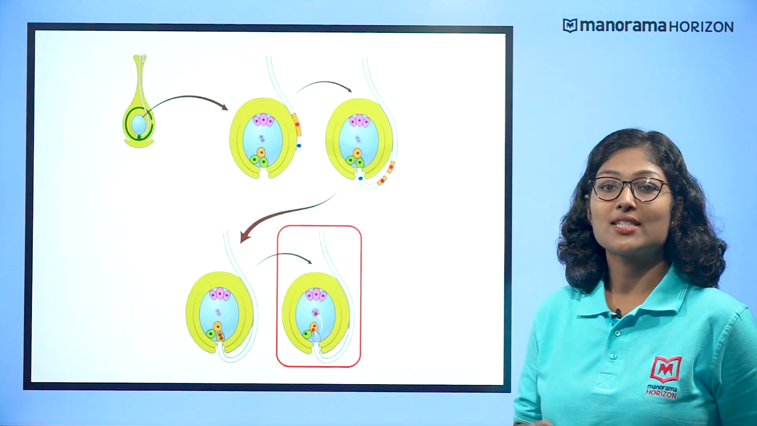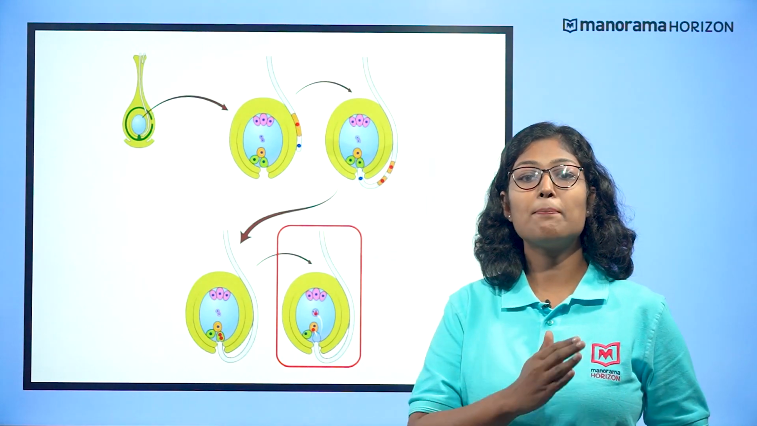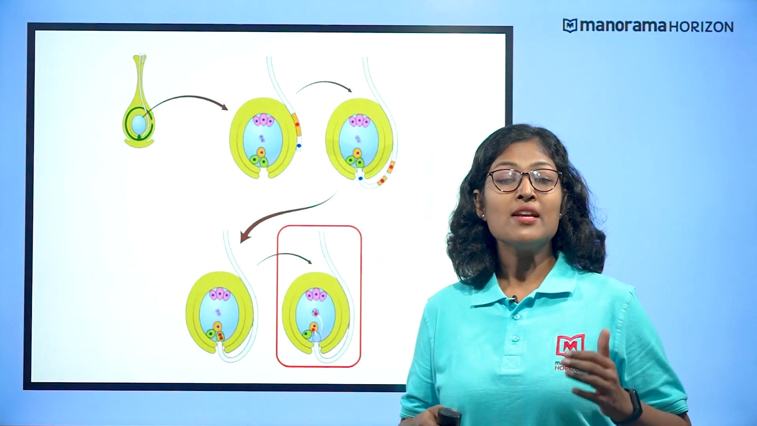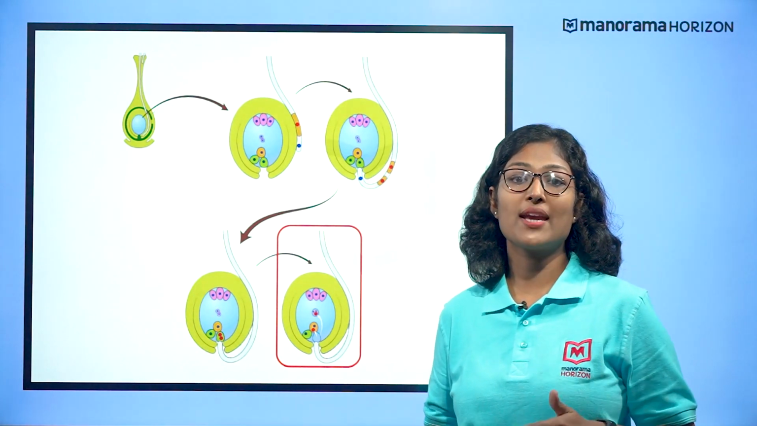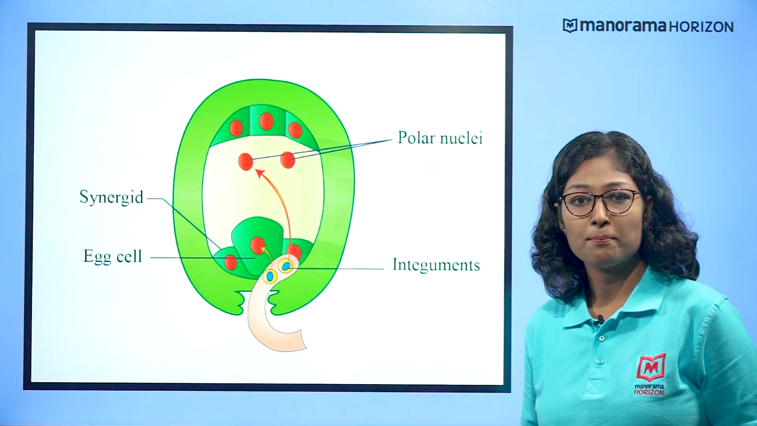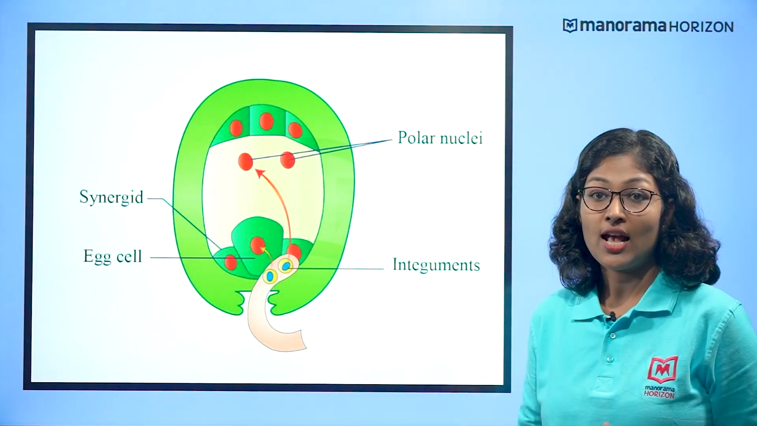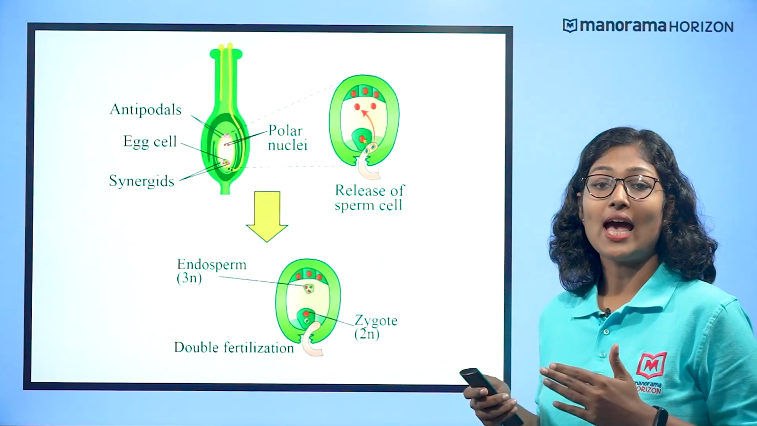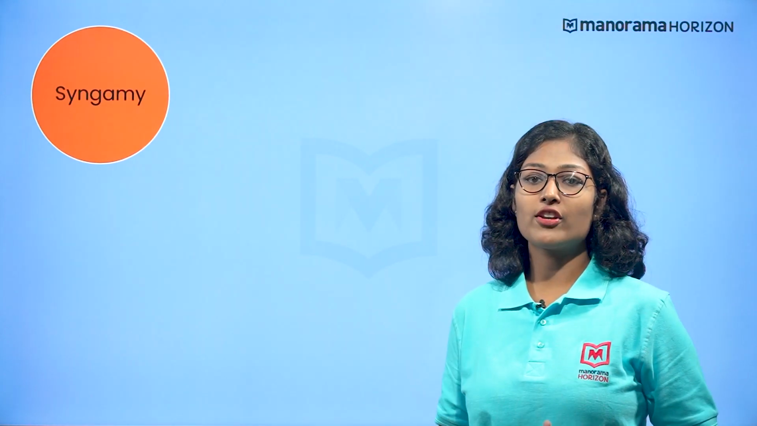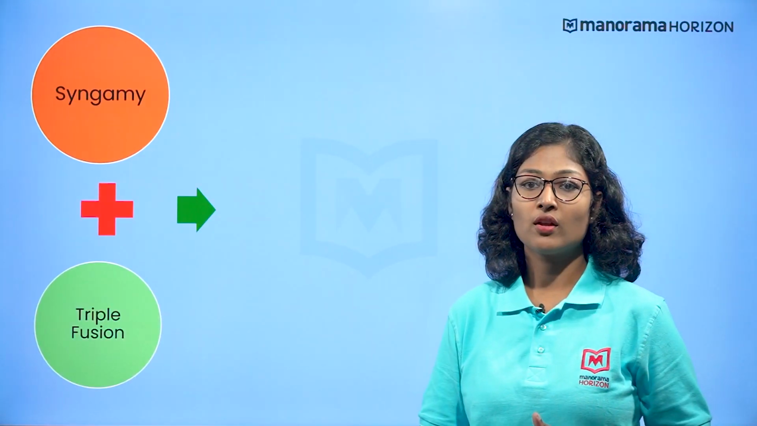The other male gamete fuses with the nucleus of the egg cell and results in the formation of a diploid cell called zygote. So just recall the definition for syngamy. It is the process of fusion of the male and female gametes. The process of fusion of a haploid male gamete with two haploid polar nuclei is called triple fusion, as together we observe three haploid nuclei fusing. So we can say that fertilization in flowering plants includes two fusions, that is syngamy and triple fusion.